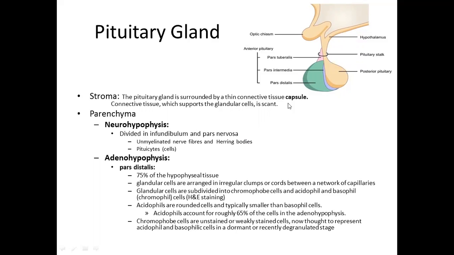Adenohypophysis is further divided into three components. The biggest of the three and the most anterior one is the pars distalis. It is about 75% of the total adenohypophysis. The cells which are responsible for the secretion of hormones are arranged in irregular clumps or cords between a network of capillaries, which we will identify in coming slides.